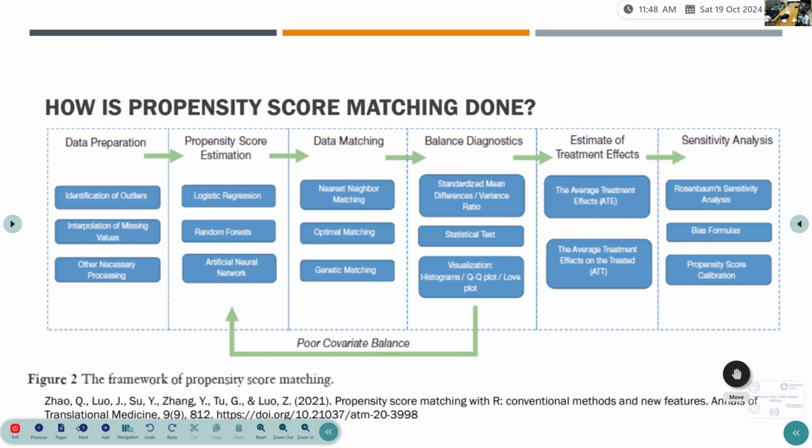I will come to what matching looks like in the next slide. After matching, we do balance diagnosis. So after matching, do my groups actually look similar or not? We can use standardized mean differences or a log plot to see whether after matching the groups look similar the way I wanted them to. If they don't look similar, then we go back and do another type of propensity score estimation. If we see that my groups now look similar, then I will go ahead and assess the treatment effect in both the groups.